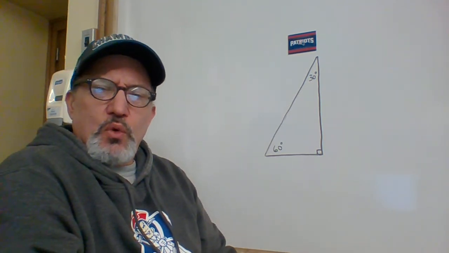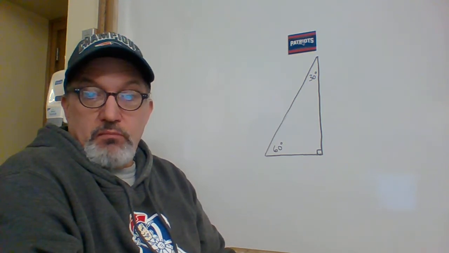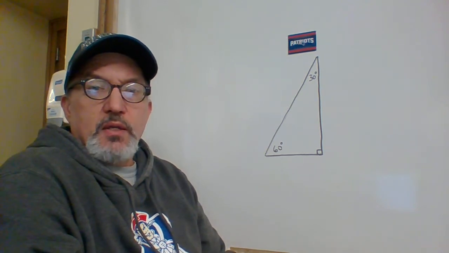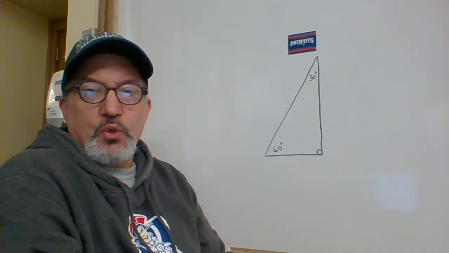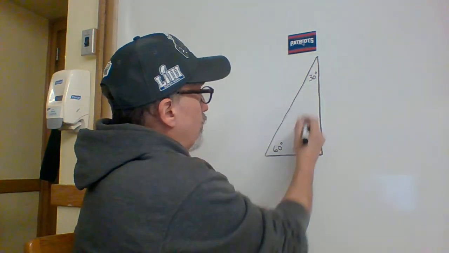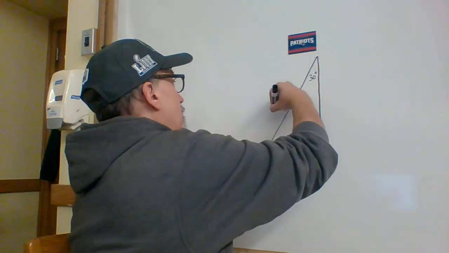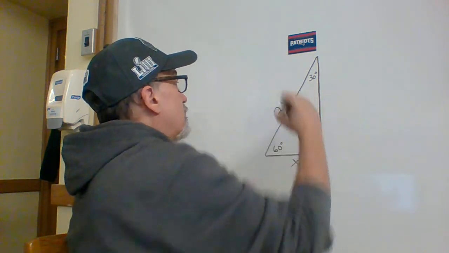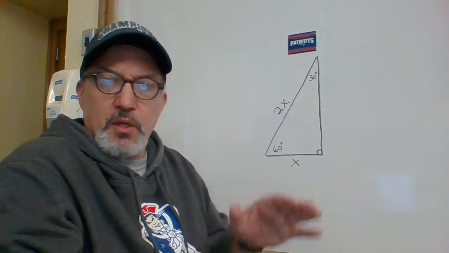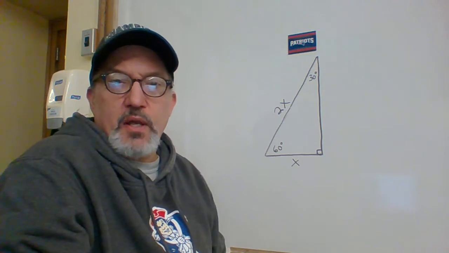But the rule is this, that with a 30, 60, 90 right triangle, the hypotenuse is twice the length of the shorter side. So if we call the shorter side over here, the one across from the 30-degree angle, x, then this rule tells us that the hypotenuse is twice that length. And I'm going to come back to that in a moment. That's the thing that I had to work out for myself.